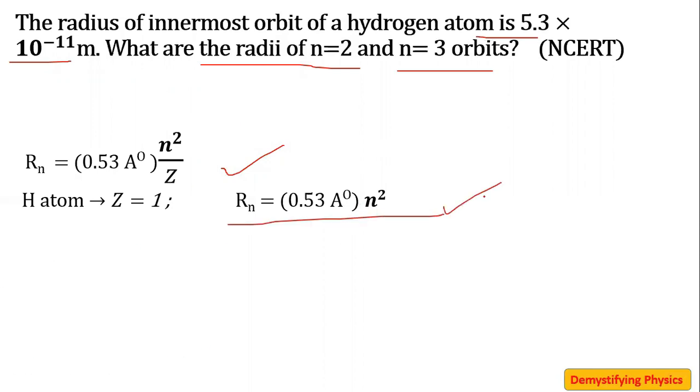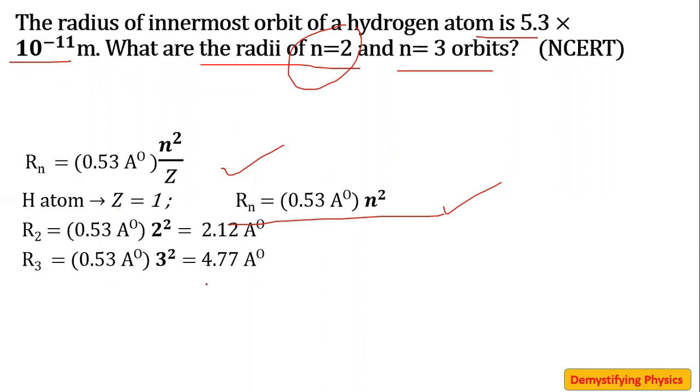So, we use this formula only. Put n equal to 2 and you get the radius. Put n equal to 3 and you get this value. Okay.